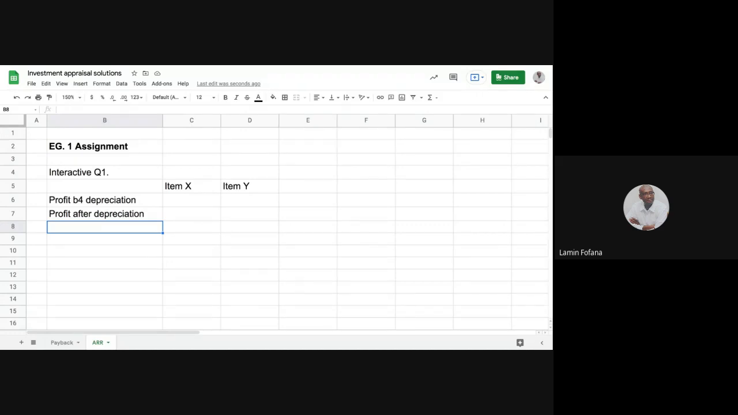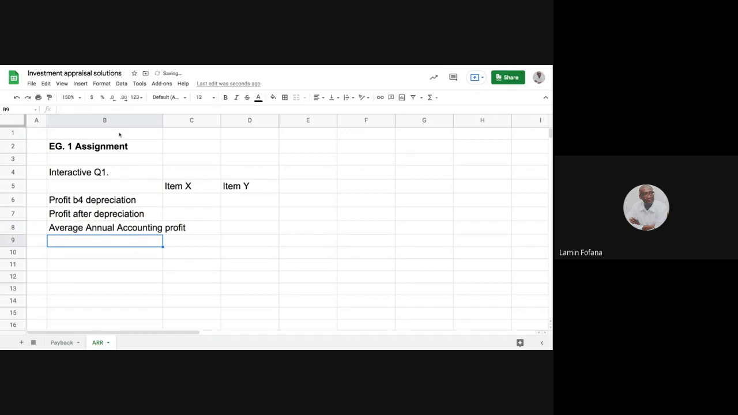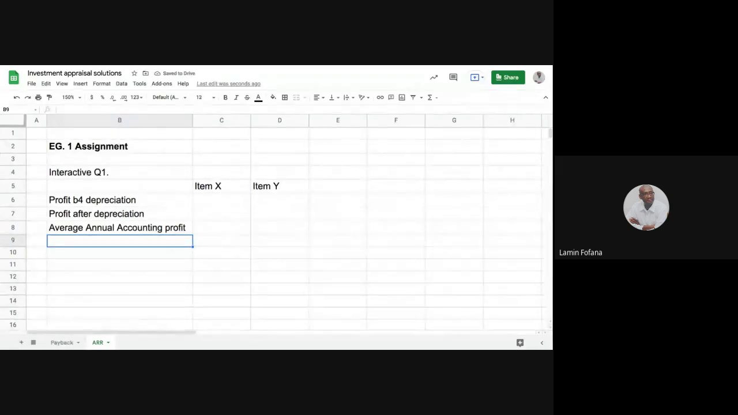Then the next is average annual accounting profit, isn't it? Yeah. Average annual accounting profit. Let me just expand it a bit. Okay. And the next line is what? The average investment. Average investment.